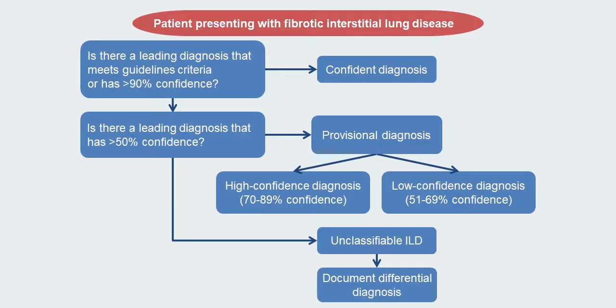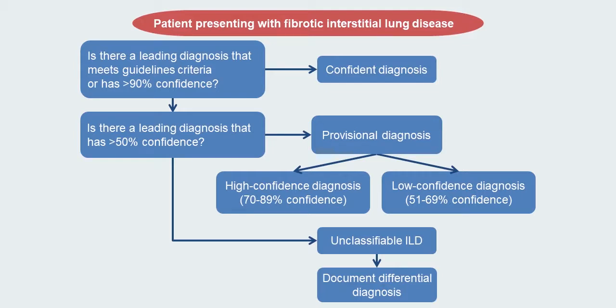First of all, the way this leads us is whether or not there's a leading diagnosis that meets guidelines criteria for a confident diagnosis. And when we say confident, a greater than 90% likelihood that this is the disease we're dealing with. If that's the case, you can make the diagnosis.